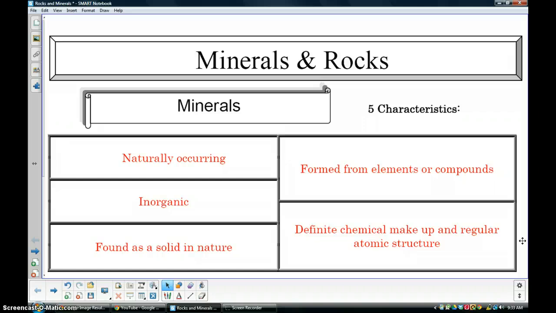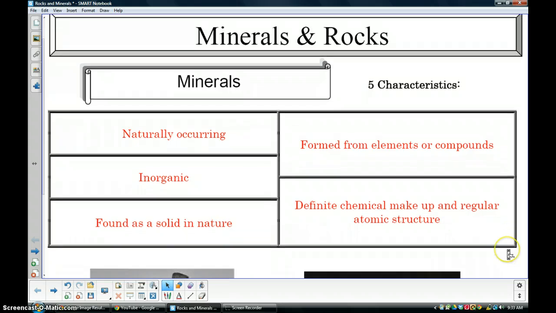Formed from elements or compounds, so it has either a single element or it's a compound of different elements that come together, and it has a definite chemical makeup and a regular atomic structure. So when we look at something like salt or water, water being H2O, it has a definite chemical makeup. It's not different every single time you look at that substance. And the atoms are arranged in a regular pattern.